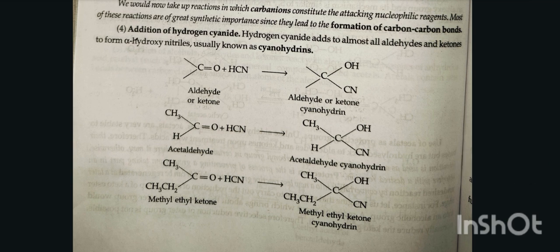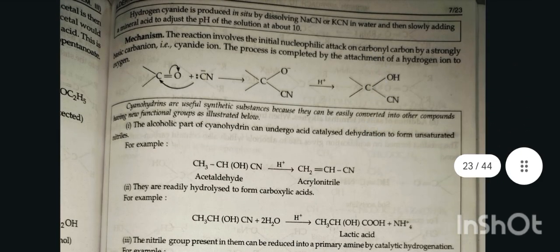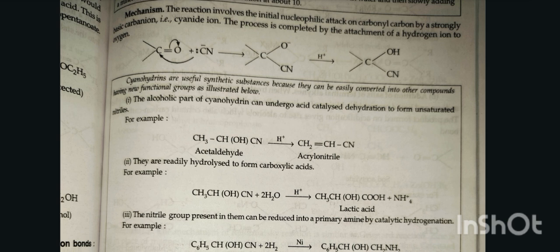Hydrogen cyanide adds to almost all aldehydes and ketones to form alpha-hydroxynitriles, usually known as cyanohydrins. Hydrogen cyanide is produced in situ by dissolving NaCN or KCN in water and then slowly adding a mineral acid to adjust the pH of the solution to 10. Mechanism: the reaction involves the initial nucleophilic attack on the carbonyl carbon by a strongly basic carbanion, for example cyanide ion. The process is completed by the attachment of a hydrogen ion to oxygen.